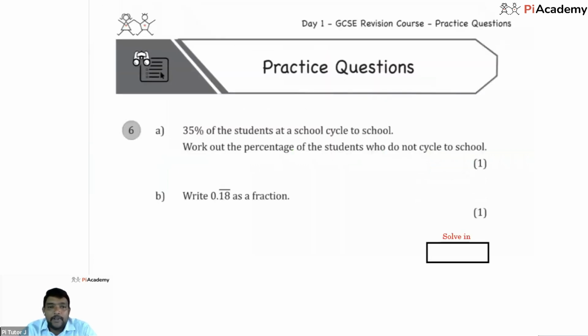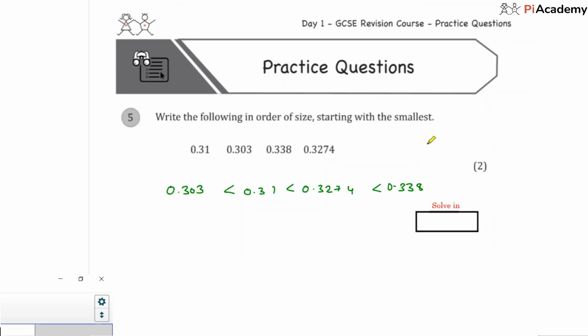Next question. Here we go. 35% of the students at school cycle to school. Okay. Hello? Yes. Who is that? Go ahead, Purva. The last question, how did you arrange the, yeah? I don't understand how you did that.